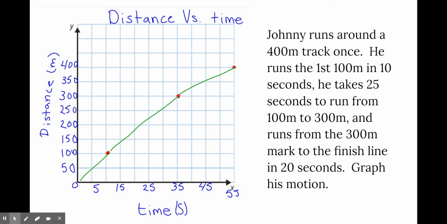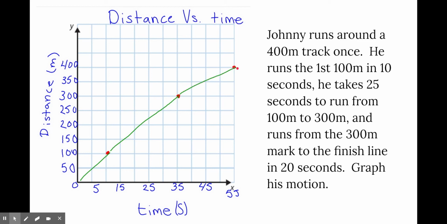And then our third data point, he gets to the finish line, which is at 400 meters. So I go to 400 meters, this line up here. And how long does it take him? We said it takes him another 20 seconds. Well, if we add 25 seconds onto 35 seconds, we get 55. And here we go. This is where this data point is. And we draw another line.